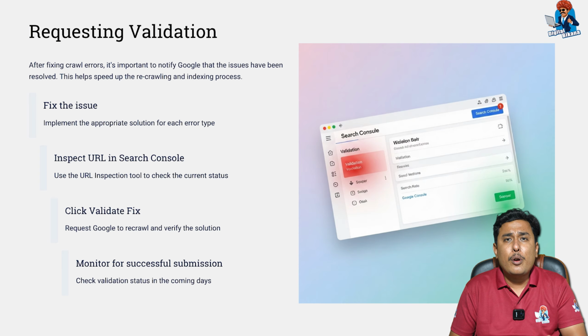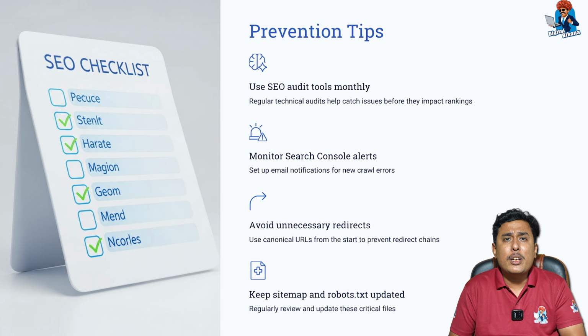Once you have fixed the crawl errors, go back to Google Search Console and request validation for the affected pages. To avoid future crawl errors, keep internal links updated, monitor your site regularly, and always test changes before going live.